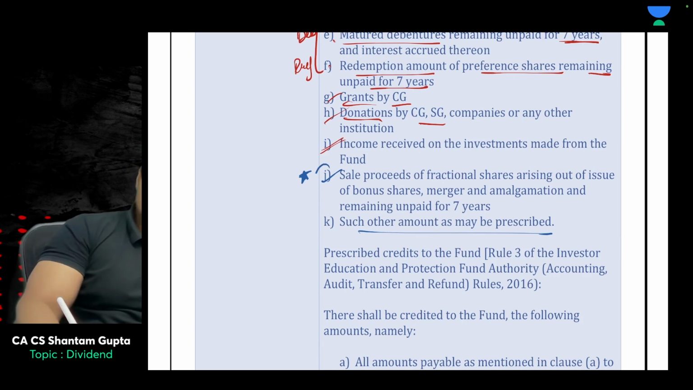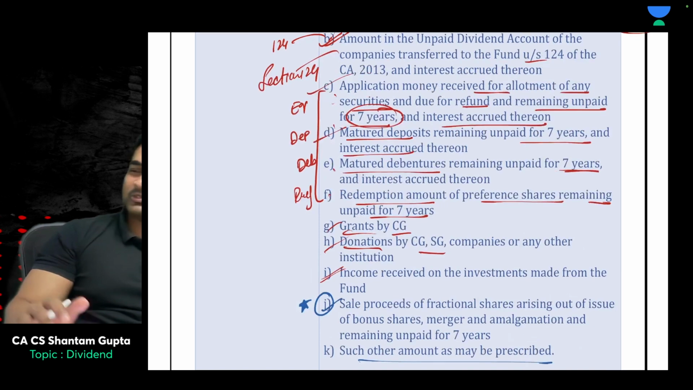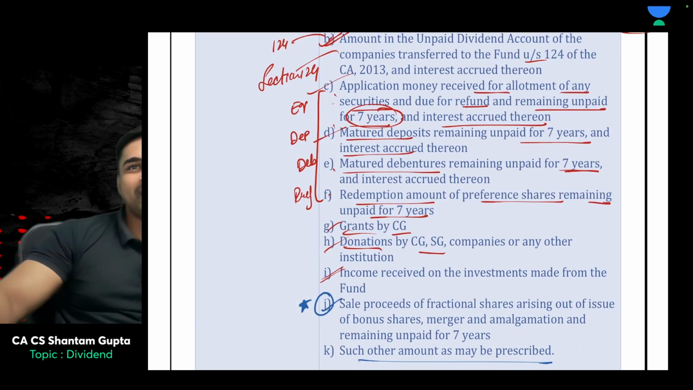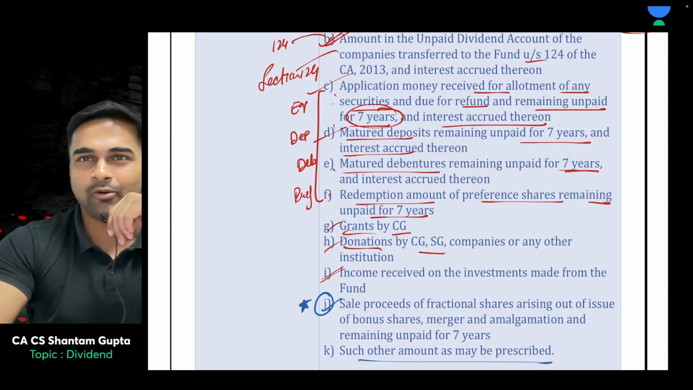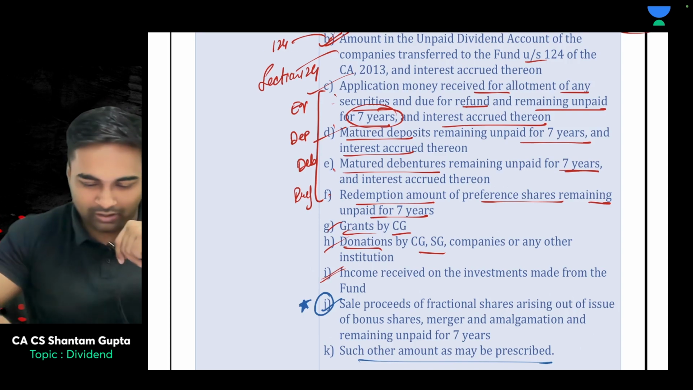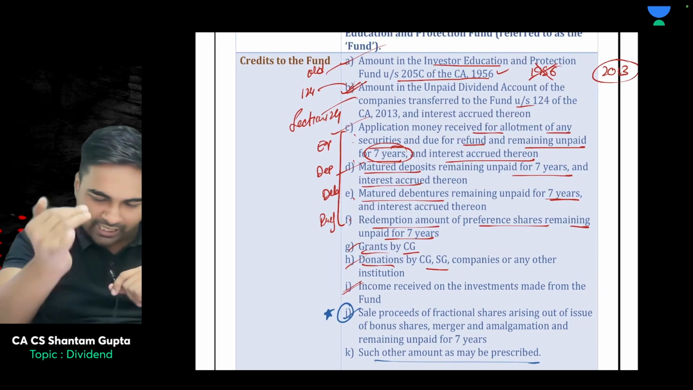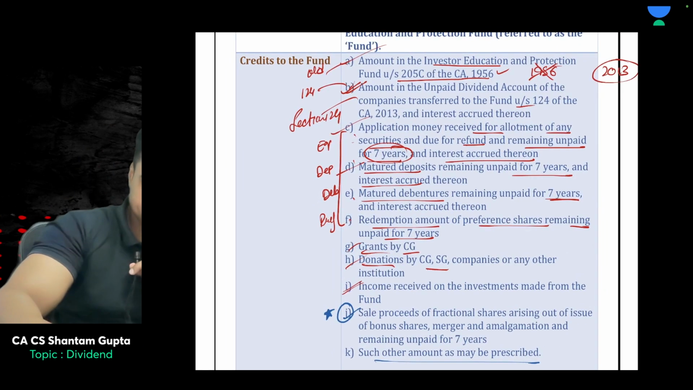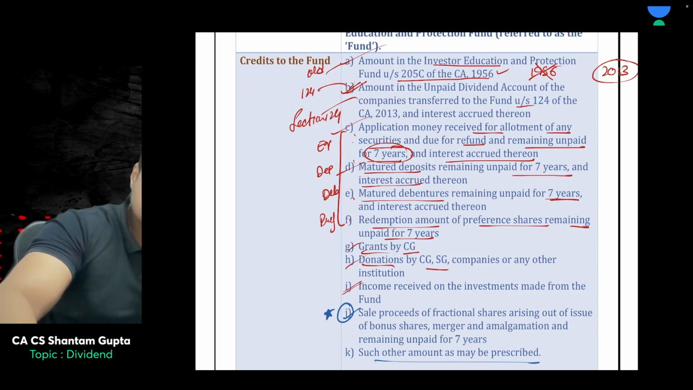So even if you didn't want to remember all this, absent-mindedly also 5-7 points you know. Because 4 of them are related to security. One is an old amount and one is 124. Now just do one thing, take 2 minutes and just read from A to J again, quickly, on your own. Don't read out loud. Quickly.